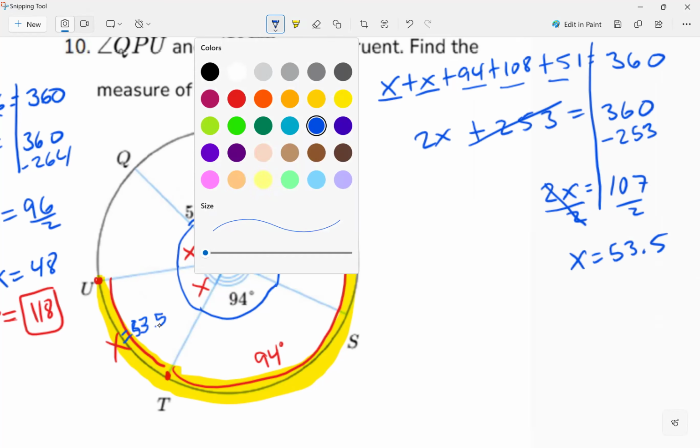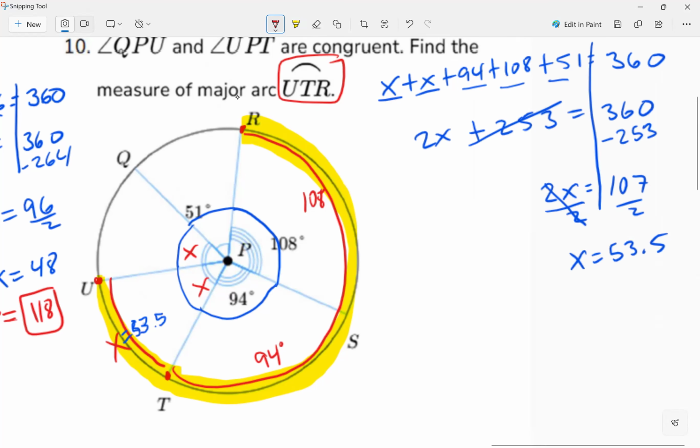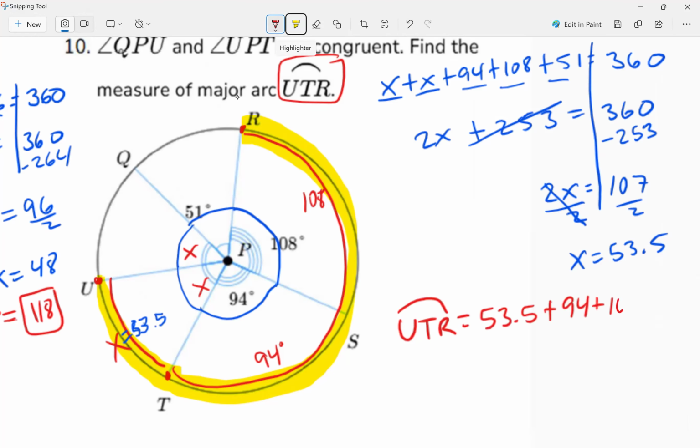Okay, so for me to solve for my arc, like UTR, because that's what I was asked to solve, I had to add my numbers, right? So 53.5 plus 94 plus 108. So my answer in this case happens to be 255.5.